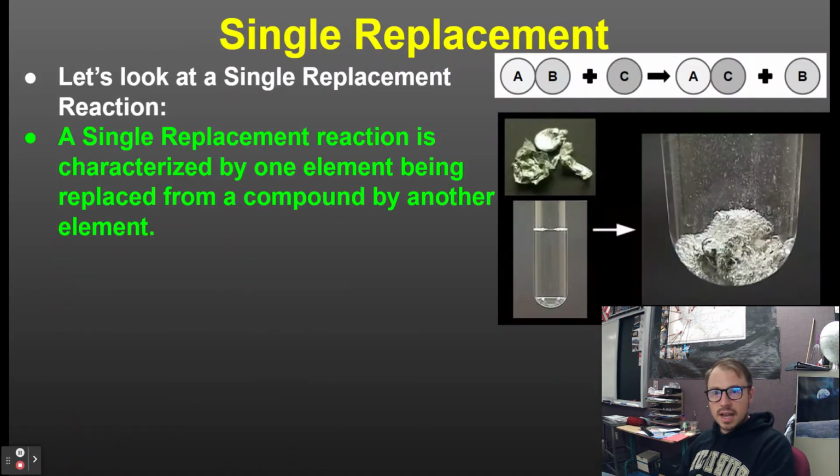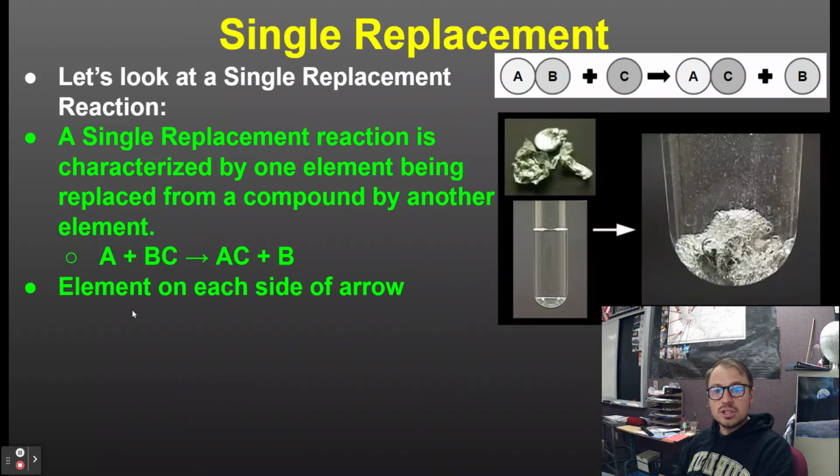Now, a single replacement reaction. A single replacement reaction is characterized by one element being replaced from a compound by another element. So this chemical reaction model doesn't quite match the one up here, but same idea, right? Essentially, just one element is being swapped out with the other one. There's an element on each side of the arrow. So if we look at the top right one, AB plus C, we'll notice it reacts and becomes AC plus B. A way to think about this is a sad one if this was a dance. A, B, and we're dancing together. This is C butting in, kicking B out, and B is all alone over there, right? So this is sort of just a way to envision it, right? And I have an element on each side of the arrow.